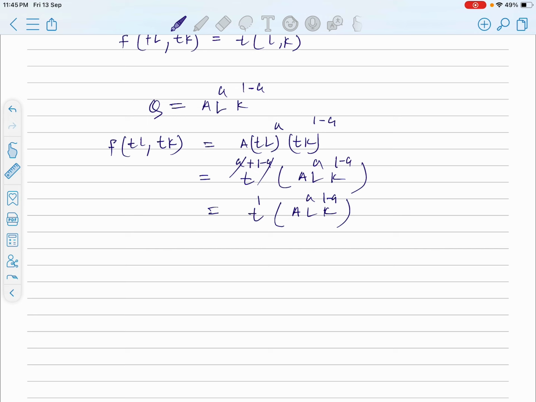So you can see that we have successfully verified that this is a homogeneous production function, and t to the power 1 times the function f(L, K). It means our production function is a homogeneous production function of degree 1, or in other words, you can say this is constant returns to scale. I have discussed that this is a homogeneous production function of degree 1.